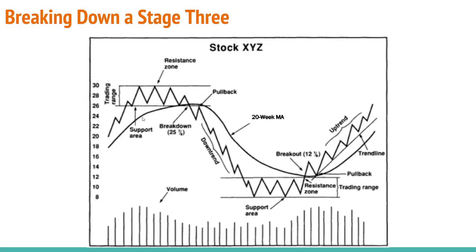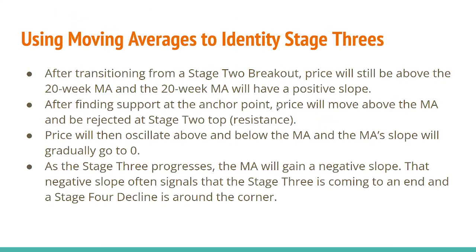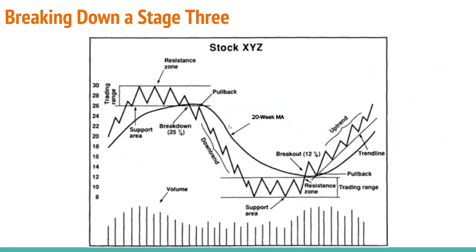And that slope came in positive. We're developing this trading range. Slope is still positive, and then finally we get our zero slope. So after finding support at the anchor point, price will move between the moving average and be rejected at the Stage 2 top. Price will then oscillate above and below the moving average, and the moving average's slope will gradually go to zero. So that's what I was talking about. We get that slope that becomes parallel with the x-axis. And in this case, price stays above the moving average the whole time.